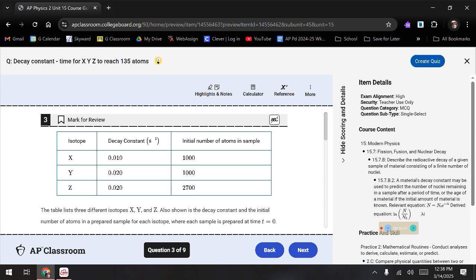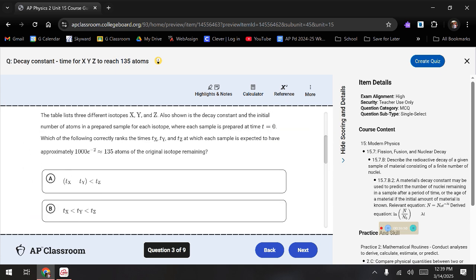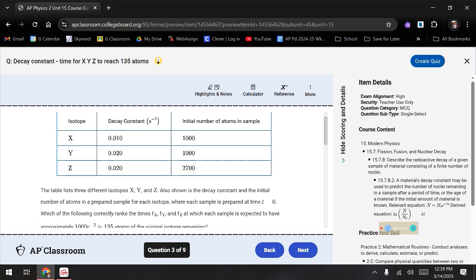So this is not a random number they chose here, because how much should be left after one decay constant? It should be 1,000 left, right? And how long did it take to get there? It would take 50 seconds, right? Then another decay constant would take it to get to 370, and a third decay constant would take it to get to 135.